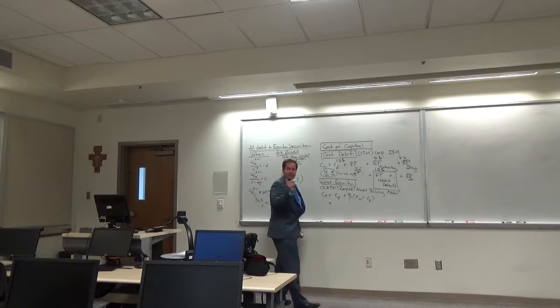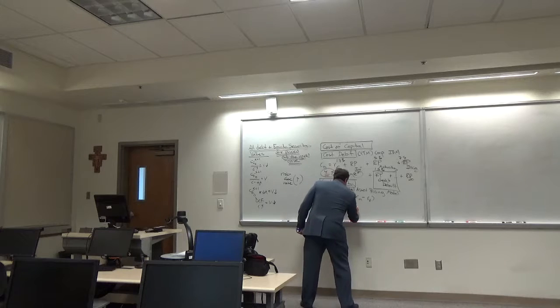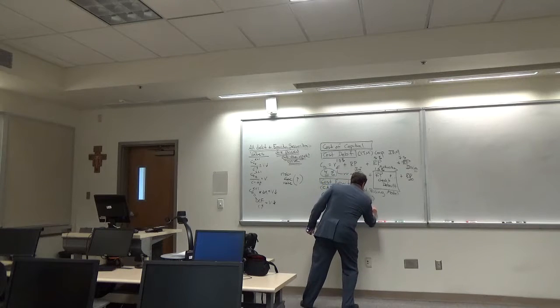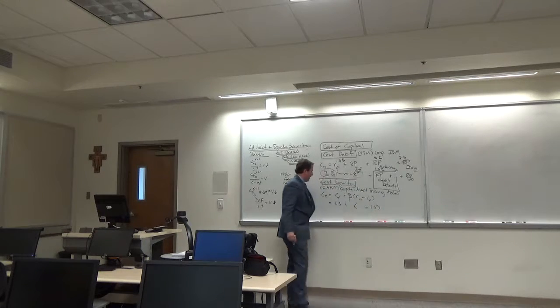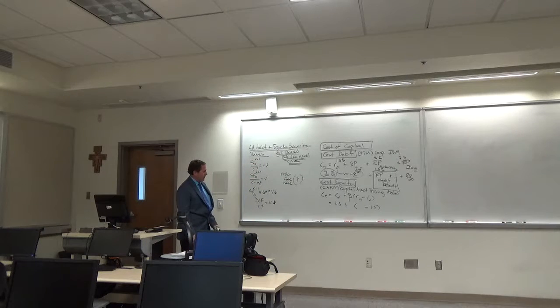What is it? 5 plus 1.5. Okay, so we got two of the four variables right off the bat. All right. Is IBM a big company? Yeah. What would you think the beta is for IBM?